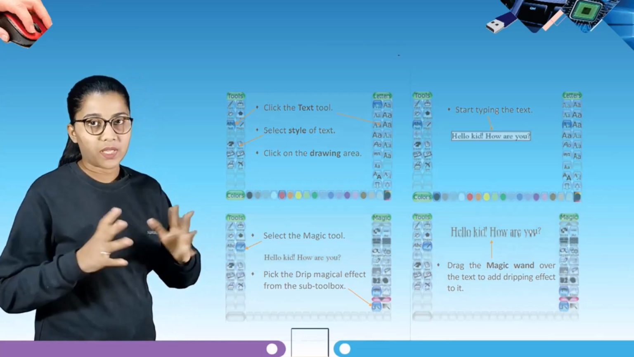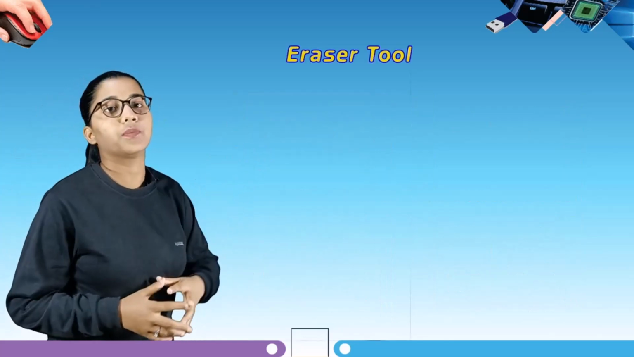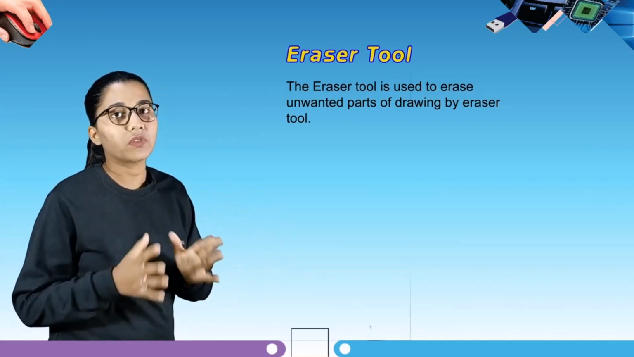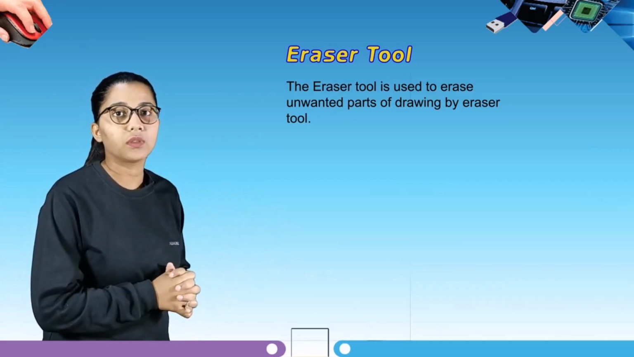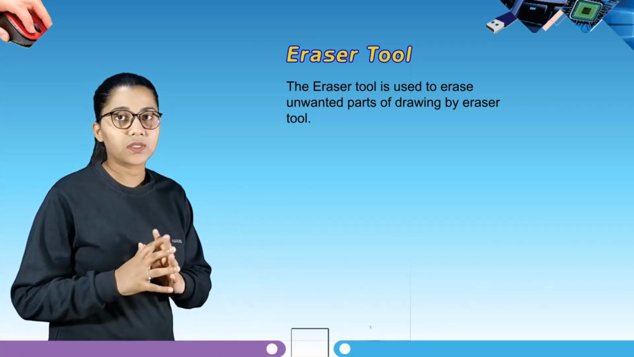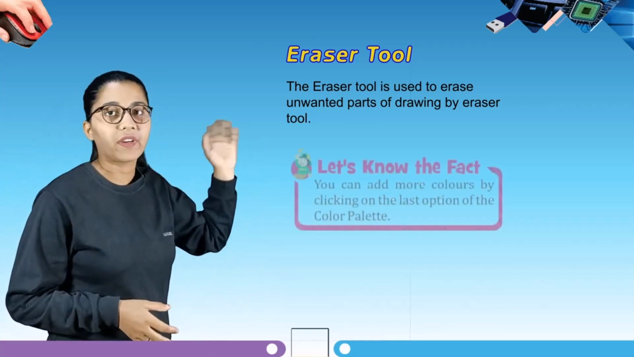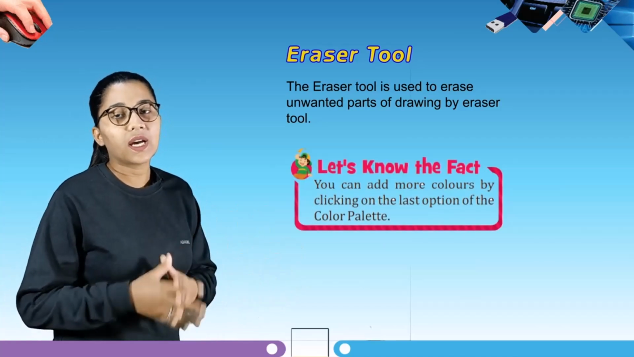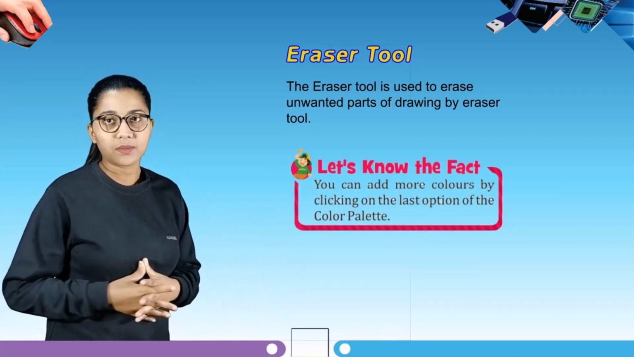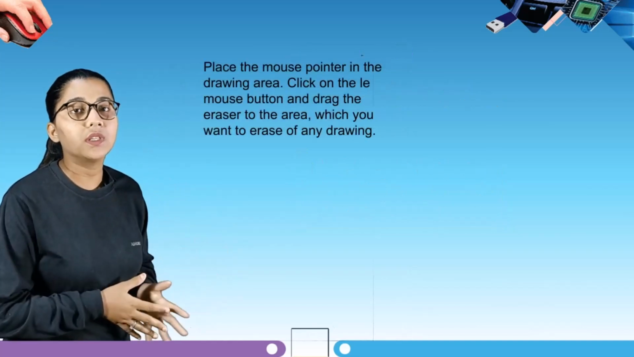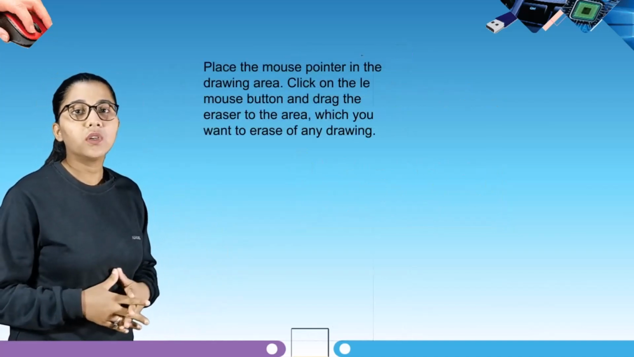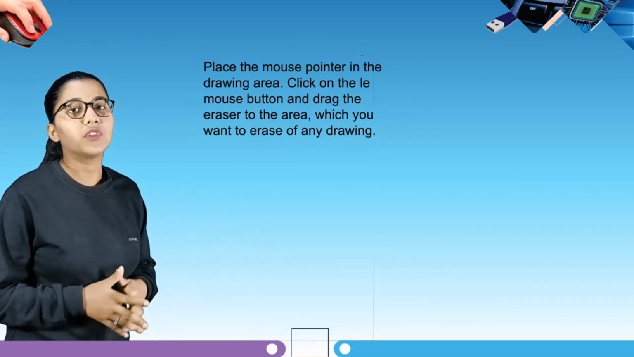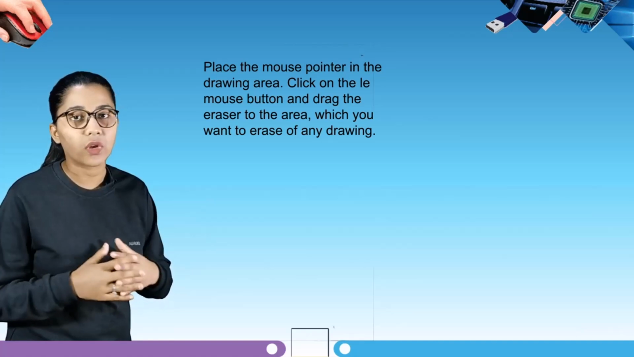Now our next topic is Eraser Tool. The eraser tool is used to erase unwanted parts of drawing. Before we learn more about eraser tool, let's know an interesting fact. You can add more colors by clicking on the last option of the color palette. Place the mouse pointer in the drawing area, click on the left mouse button and drag the eraser to the area which you want to erase of any drawing.